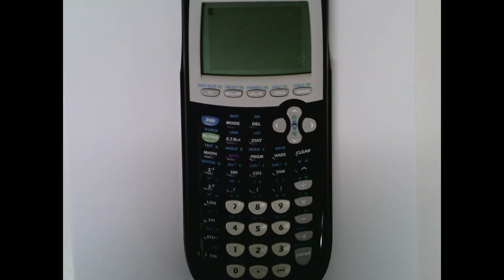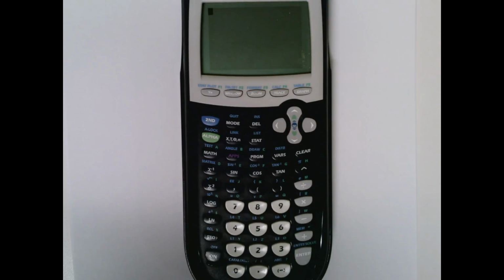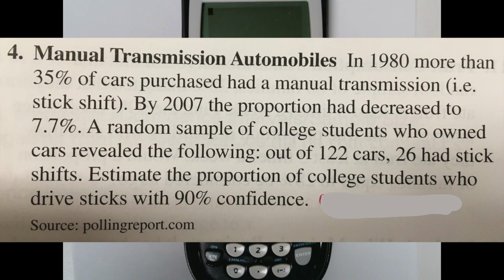Alright, so the last one that we're going to do is for proportion, because this calculator doesn't do the chi-squares. Other calculators will, but we're just going to stick to this one. Manual transmission automobiles. In 1980, more than 35% of cars purchased had a manual transmission. By 2007, the proportion had decreased to 7.7%. Okay, so here's the problem. A random sample of college students who own cars revealed the following. Out of 122 cars, 26 had stick shifts. Estimate the proportion of college students who drive stick shifts with 90% confidence.